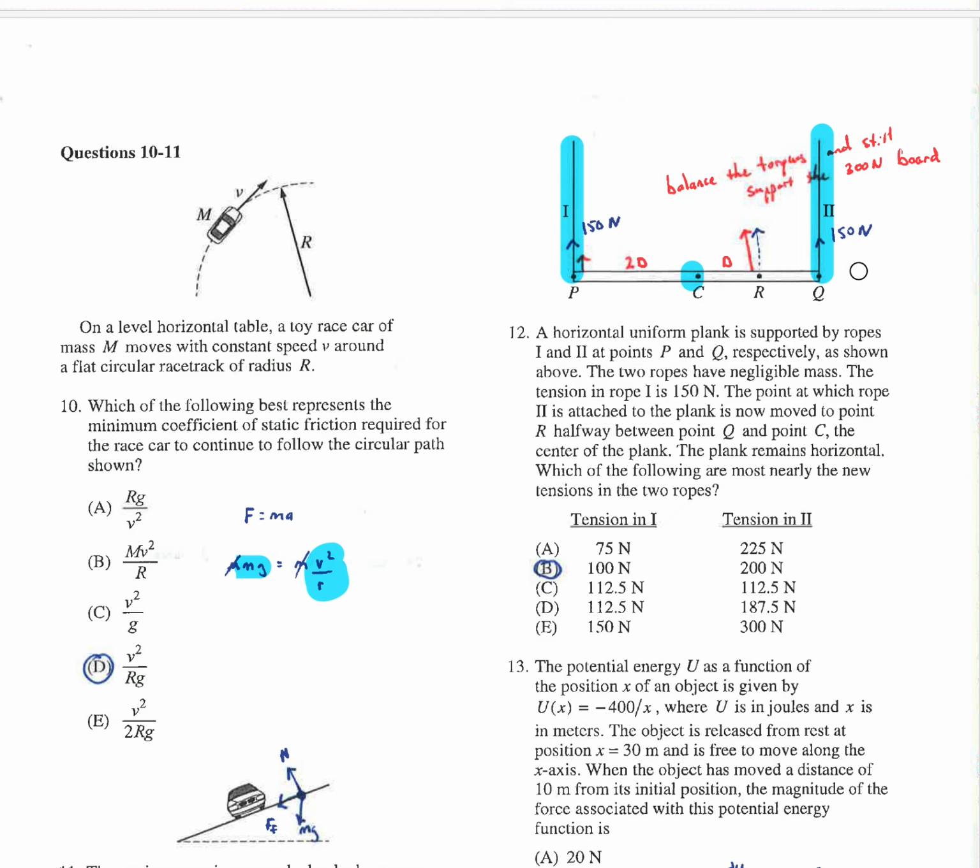Okay? Then you take this rope and you move it to R. But when it's at R, it's got to be like this. It's got to be bigger, because now look at its lever arm. Its lever arm is D, and this is 2D, and so then the forces have to be in that same ratio. It's a 2-to-1 distance, so it's got to be a 2-to-1 force. The forces themselves still have to add up to 300, because the board itself, well, that's still 300.